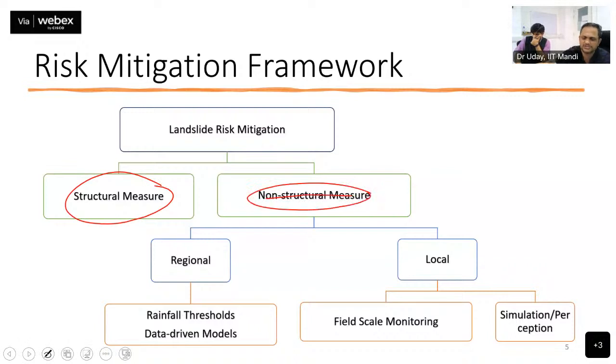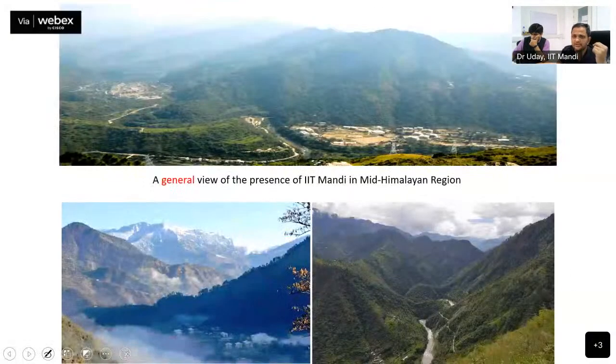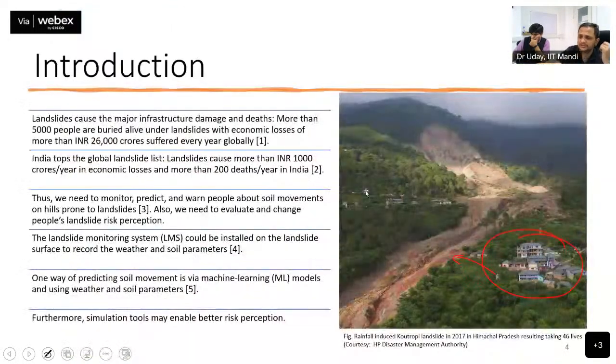Non-structural measures are now gaining importance, because it's understood we cannot go against nature. In the slide I just showed you, the landslide was around 200 meters, and the height is more than 240 meters. Typically, it's like an 80-story building, if you have ever seen one. So that's the extent of this landslide which has happened.